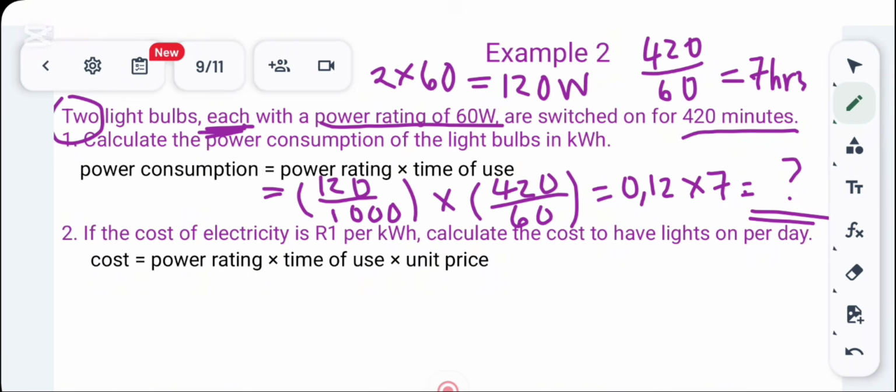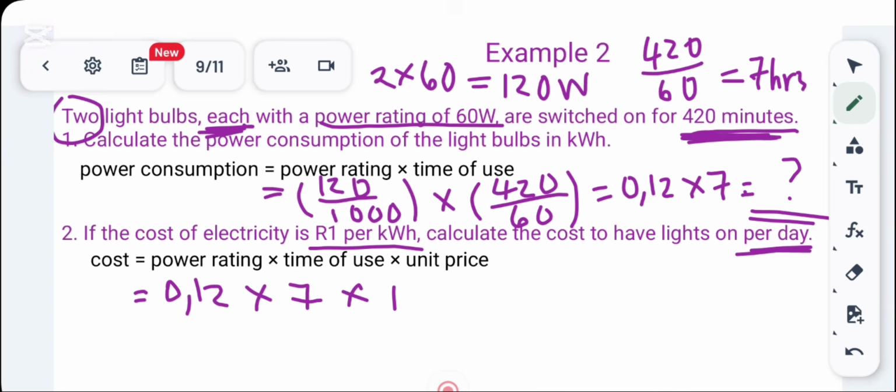Then the cost of electricity. So they want to know if it's 1 rand per kilowatt hour, the unit price of the electricity, how much would it cost to have the lights on per day. But remember, they're not running for the whole day. They're only running for 420 minutes. So it is going to be the power rating for both of them, remember? So it's going to be 0.12 multiplied by 7 multiplied by the unit price, which is 1. And what will be the final answer?